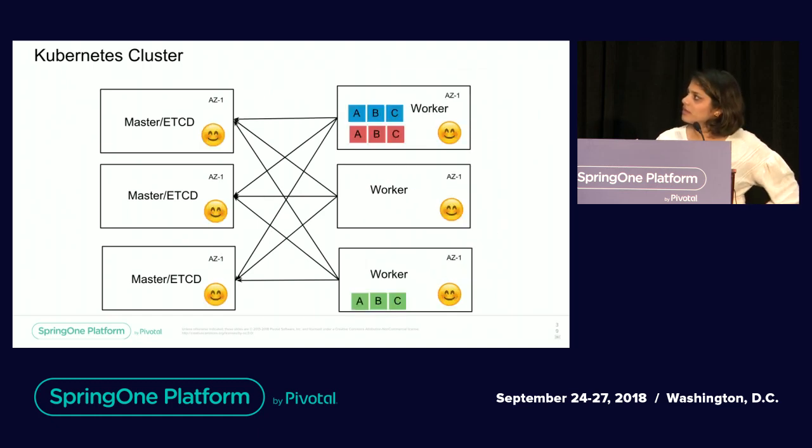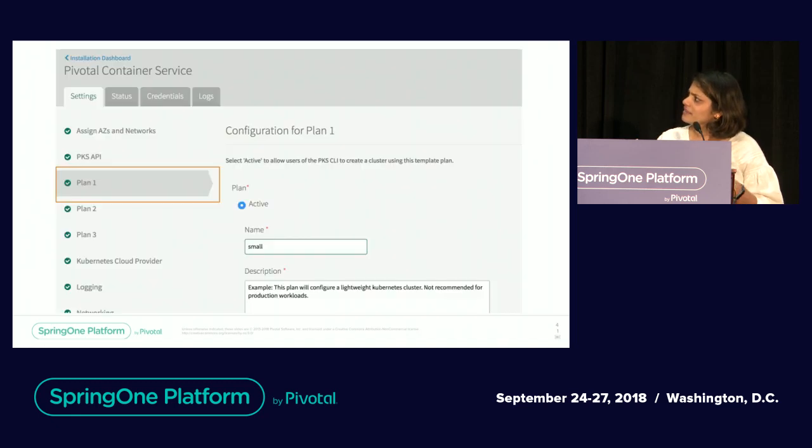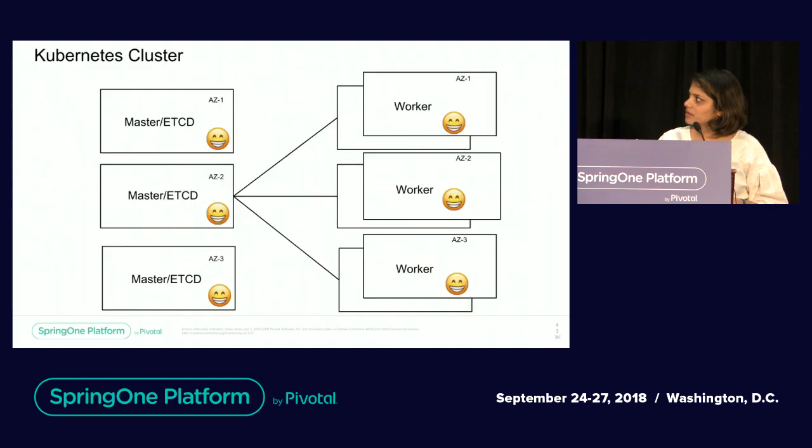So this is great and all, but we can see there's still a single point of failure in that they're all placed in the same AZ. If an availability zone goes down, then Maya is not fulfilling her responsibilities. So in addition to having a multi-master etcd, multi-worker setup, we also recommend having them distributed across availability zones. And similarly to the number of master and worker nodes, you can configure this in the plan tab by selecting all of the different AZs you want to place your master and etcd nodes and worker nodes in.